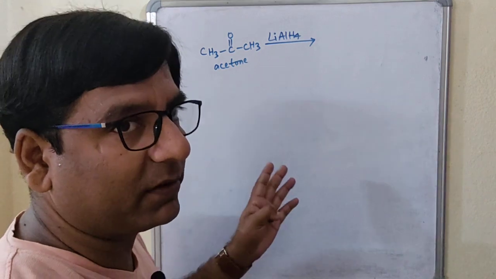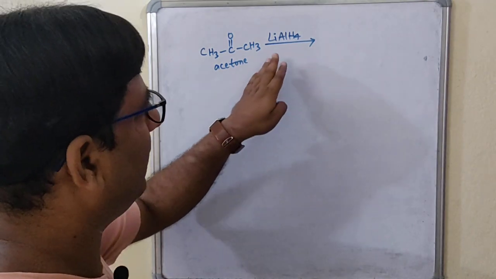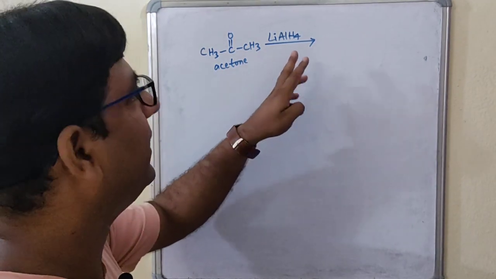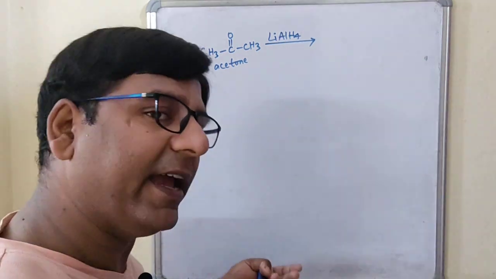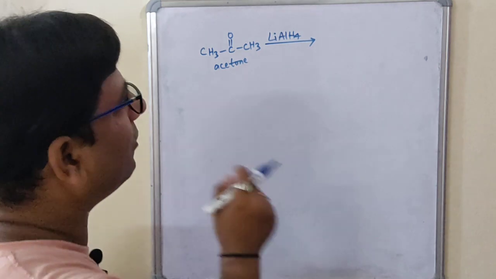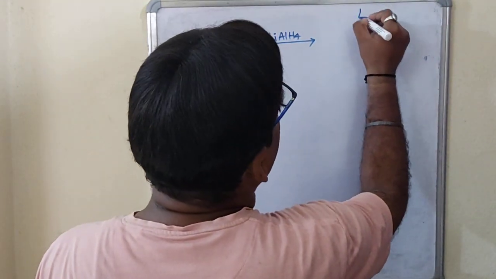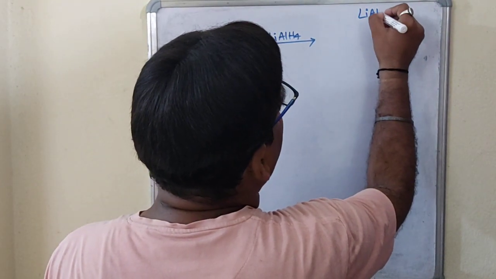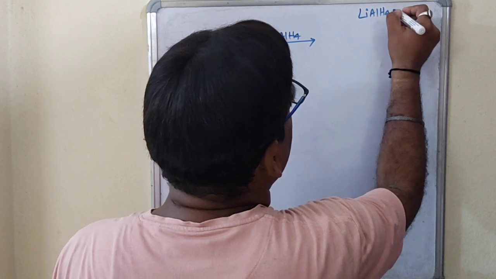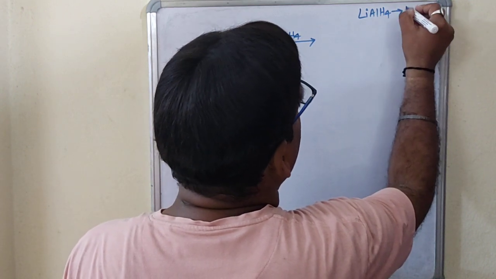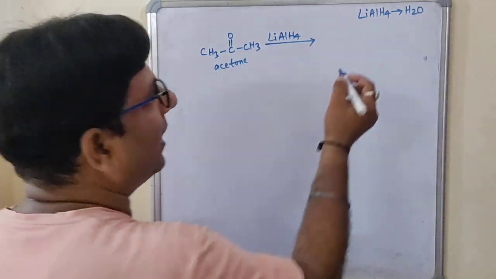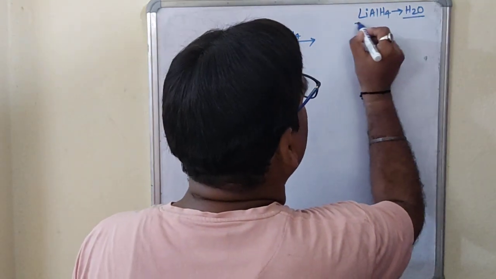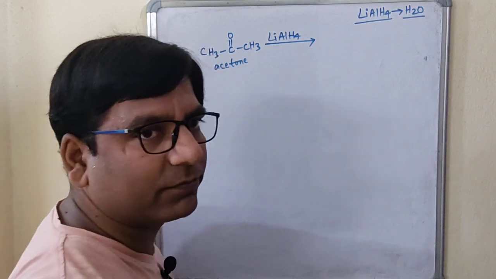Always you need to remember, what I am writing over here will be essential for LiAlH4 and that will be essential for NaBH4. Now what is that? Suppose you are reducing any compound using LiAlH4, you have to use water. Always remember that you have to use water along with this LiAlH4.